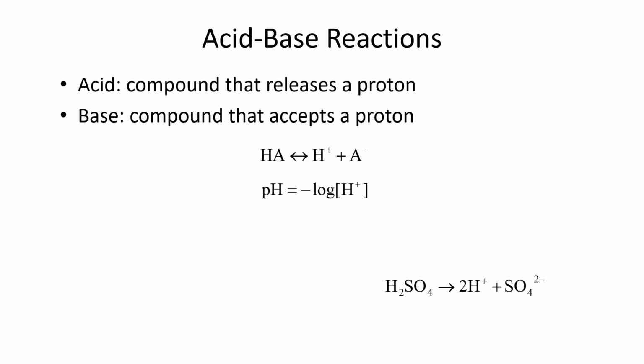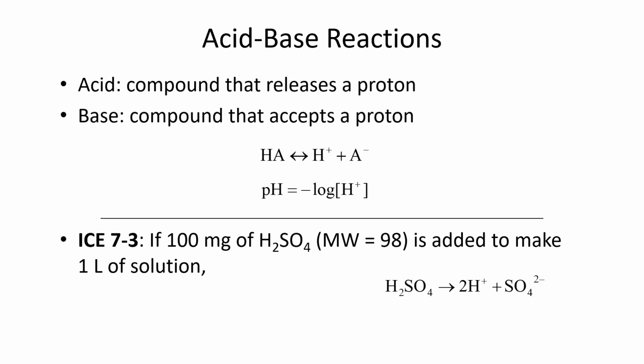Now, you may remember that the definition of pH is the negative of the log base 10 function of the hydrogen ion concentration. The brackets mean the concentration of hydrogen ion. So when we add H2SO4, it dissociates into 2 hydrogens plus an SO4 2 minus. And an acid is defined as a compound that releases a proton. A base is one that accepts it or neutralizes it.